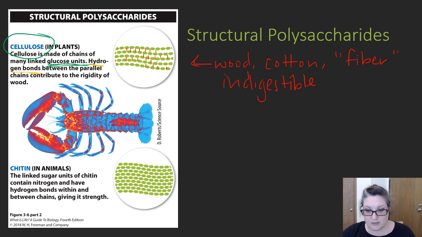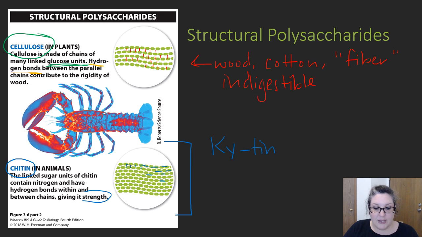We can't digest it. The second type of structural carbohydrate is what we call chitin, and it's spelled C-H-I-T-I-N. It's pronounced like K-Y-T-I-N, chitin, not chitin. So these are also linked glucose molecules, but instead they have hydrogen bonding not just between them, but also within these chains.